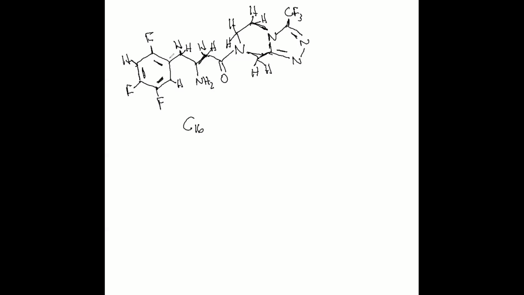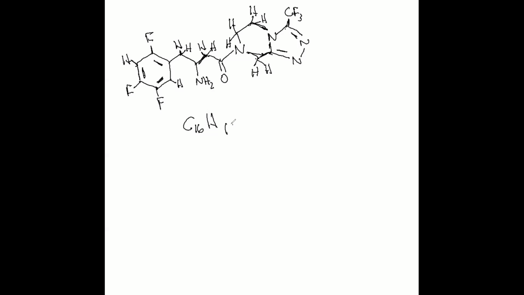1, 2, 3, 4, 5, 6, 7, 8, 9, 10, 11, 12, 13, 14. Why do I get 14 now? 1, 2, 3, 4, 5, 6, 7, 8, 9, 10, 11, 12. There's a carbon here. 13, 14, 15. So yeah, C16. Hydrogens: 1, 2, 3, 4, 5, 6, 2 here, 8, 9, 10, 11, 12, 13, 14.